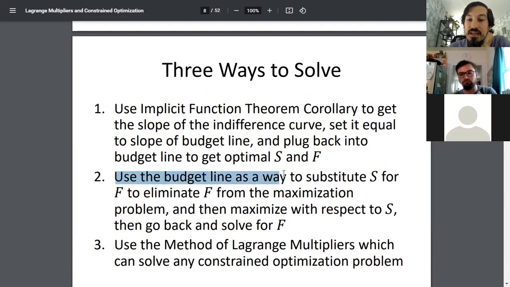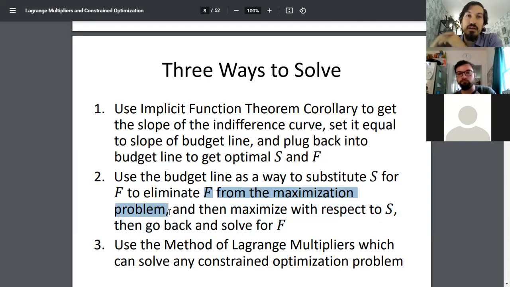Another way, use the budget line as a way to substitute. Substitution can be a very useful method for solving a problem. You can always look for ways to use substitution to make your problem easier. Simplify your problem, and then it'll make it easier to find the answer. I really recommend that if possible. So you could eliminate F from the maximization problem, and then it changes the problem from a constrained maximization problem to an unconstrained maximization problem, because you've substituted away the constraint.